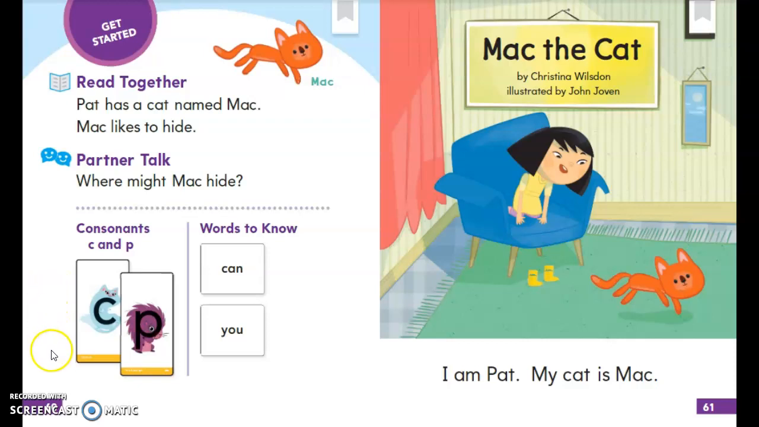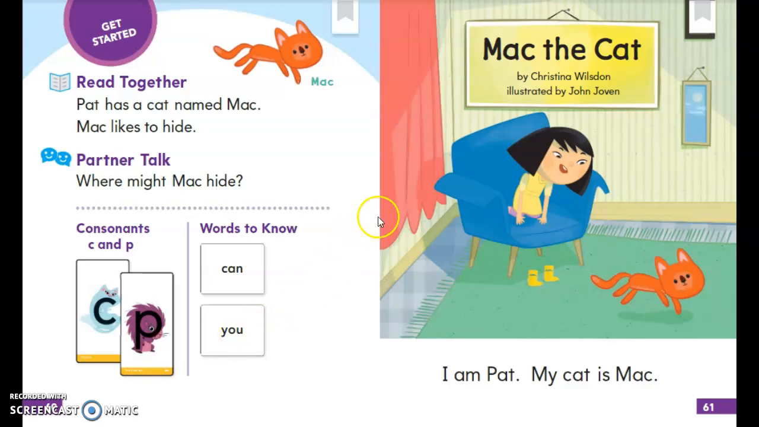I also want you to, while we're reading, remember the letters that we've learned this week. The letter C and the letter P. Yes, C says K and P says P. Also, make sure you have your investigation eyes and you're looking for these words that we know. Do you know this word here? Can. And this word here, you. Very nice.